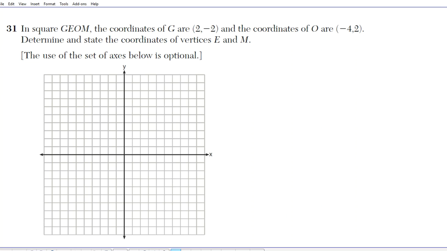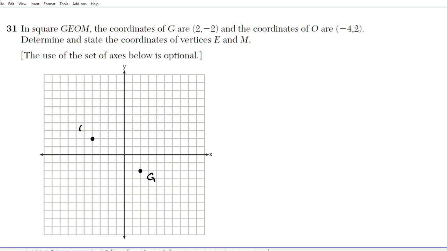There are other ways you could do it too using arithmetic, but it's faster to do this graphically. Alright, let's start by graphing the coordinates that are given. G is (2, -2): 1, 2, and -2 right here. That's the coordinates of vertex G. And then the next vertex that we know is (-4, 2). So we have 1, 2, 3, 4, 1, 2.